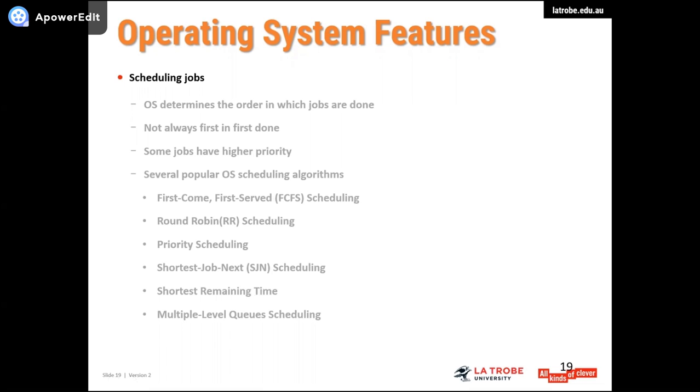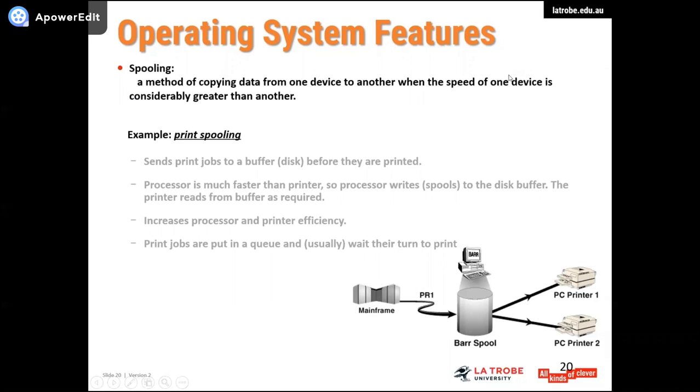Next is spooling. Spooling is one method of copying data from one device to another when the speed of one device is considerably greater than the other. An example is print spooling. If we want to send something to print, we send the print jobs to a buffer before they are printed. The processor is much faster than the printer. So the process writes to the disk buffer first, and then the printer will read the data from the buffer as required. This method increases the processor's and the printer's working efficiency.